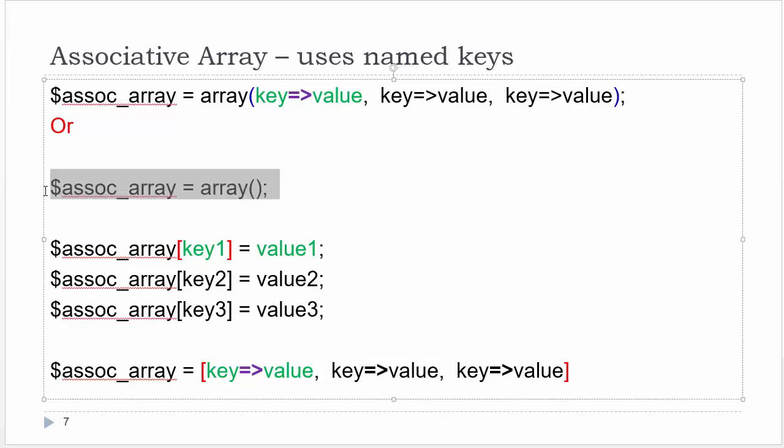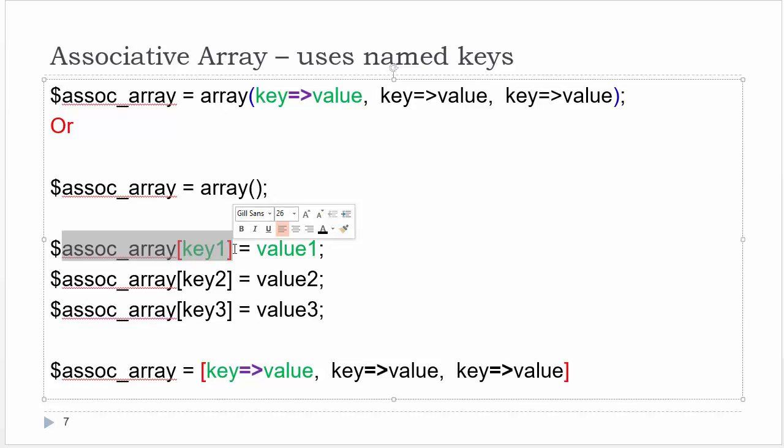Now you can declare an empty array and then populate it later. So here again, we are still using our brackets when we populate it. The only difference is that rather than having 0 to begin with, we now have the name of the key. So key number 1 would be set to value number 1. Key number 2 would be set to value number 2. Key number 3 would be set to value number 3, etc.